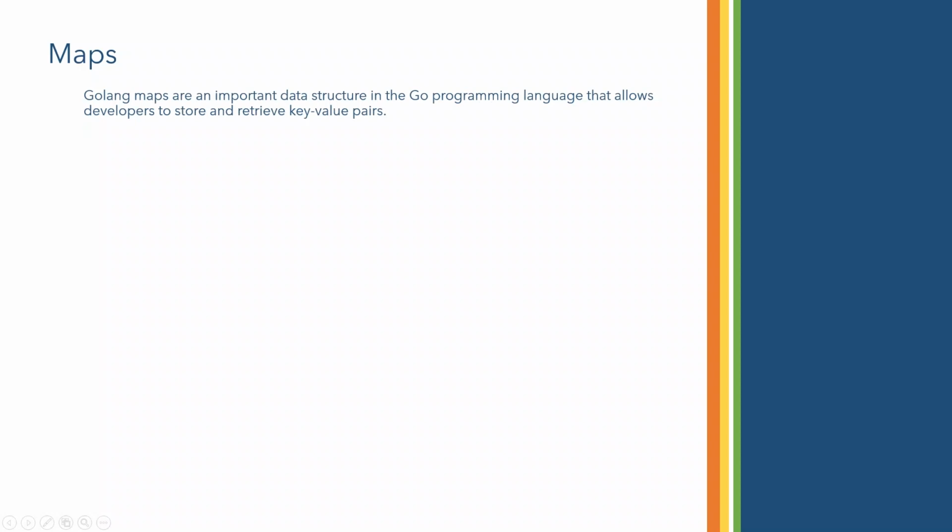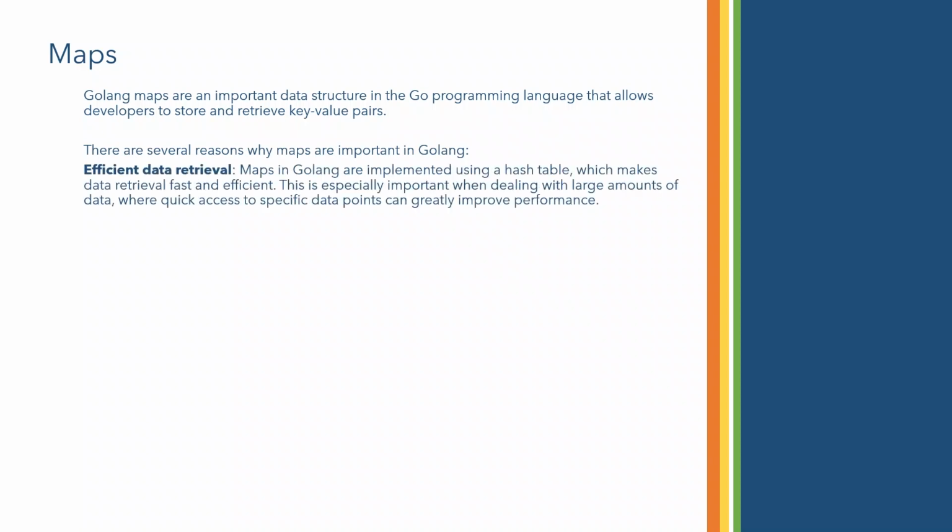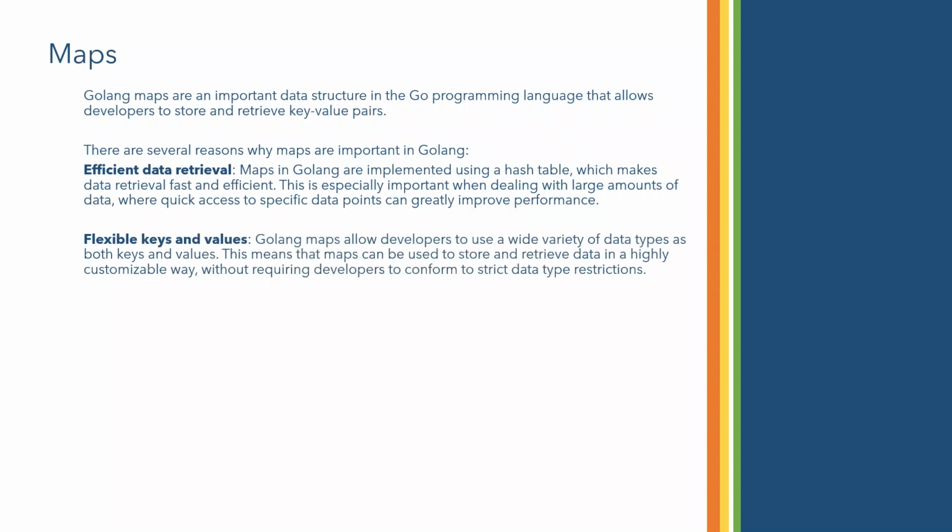Golang maps are an implemented data structure in the Go programming language that allows developers to store and retrieve key-value pairs. There are several reasons why maps are important in Golang. Efficient data retrieval: maps in Golang are implemented using a hash table, which makes data retrieval fast and efficient. This is especially important when dealing with large amounts of data, where quick access to specific data points can greatly improve the performance.